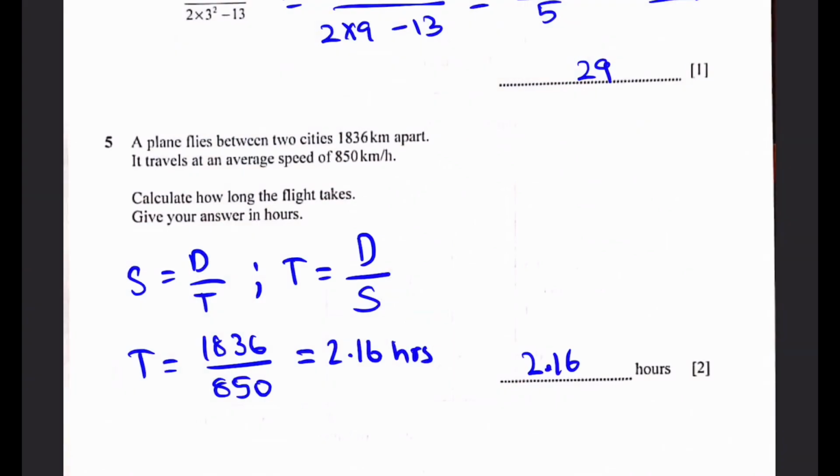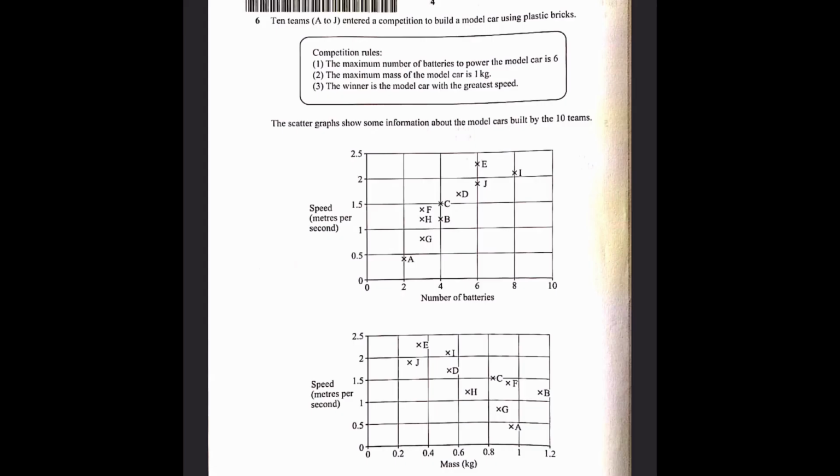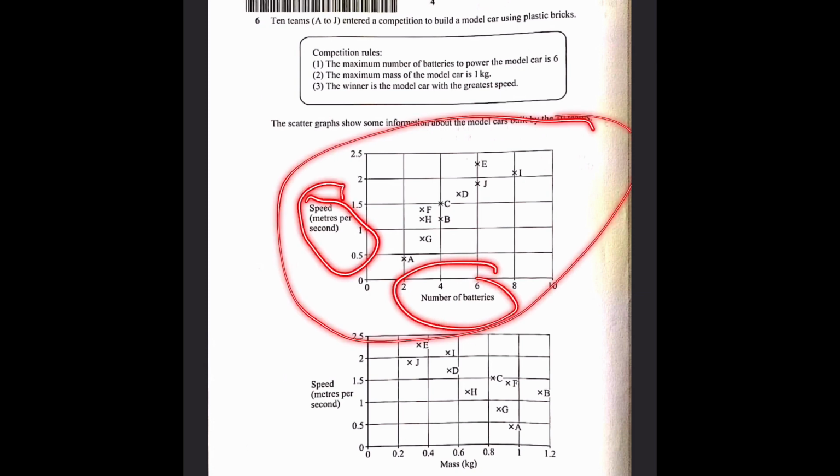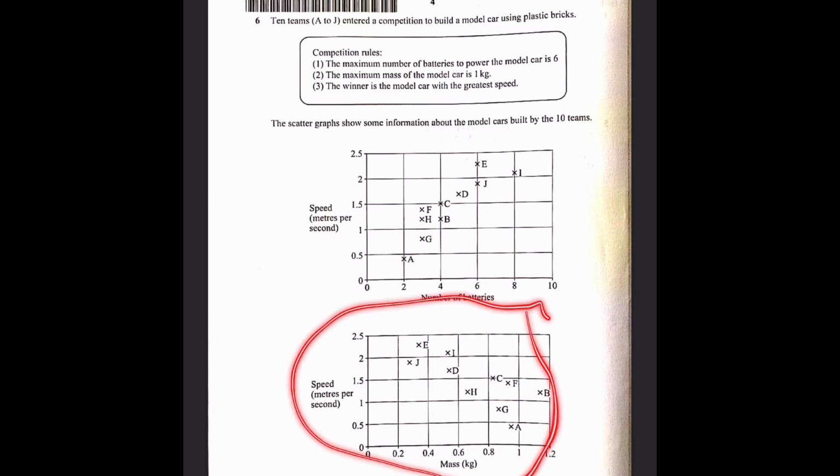Alright, let's move to question 6. 10 teams A to J enter the competition to build a model car using plastic bricks. The competition rules are given here: maximum number of batteries to power the model is 6, maximum mass is 1 kilogram, winner is the model car with the greatest speed. The scatter graph shows some information about the model cars built by the 10 teams. Here's graph 1, which represents speed in meters per second and number of batteries. And this is graph 2, which is speed in meters per second and the mass in kilograms.